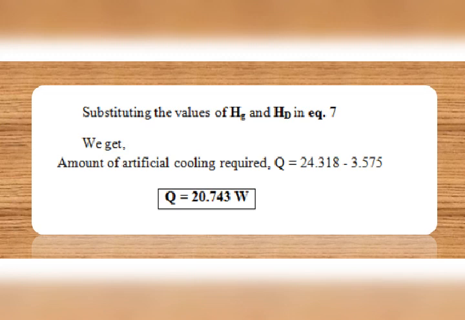Now this is the last solution step, that is amount of artificial cooling required. Once you got the value Hg and Hd, go to evaluate the value of Q, that is 24.318 minus 3.575. We are getting artificial cooling Q is equal to 20.743 watts. This is the required answer. This completes this.